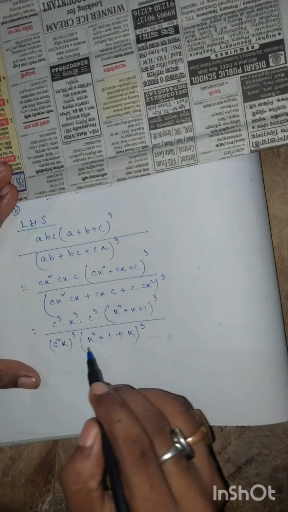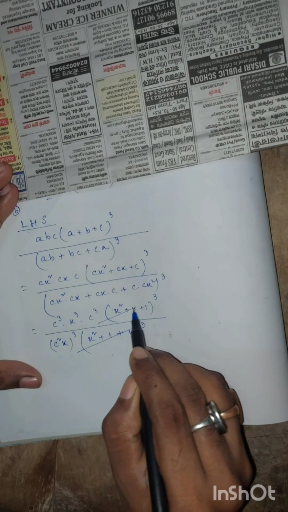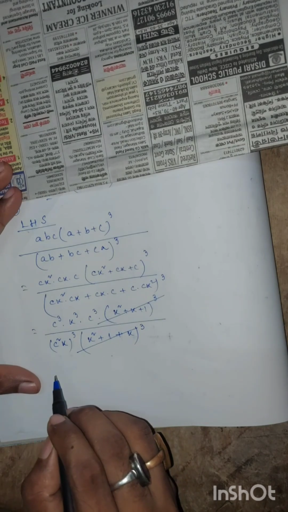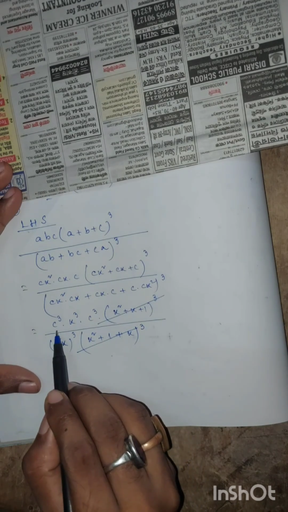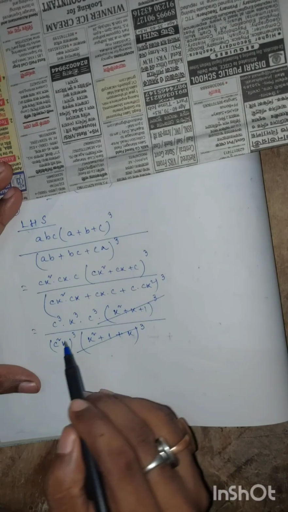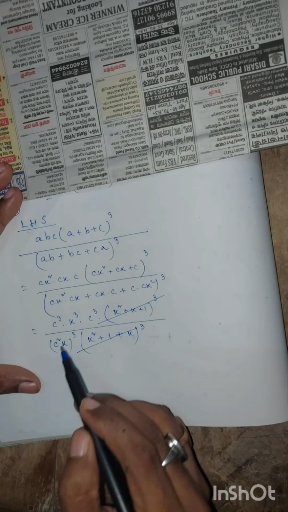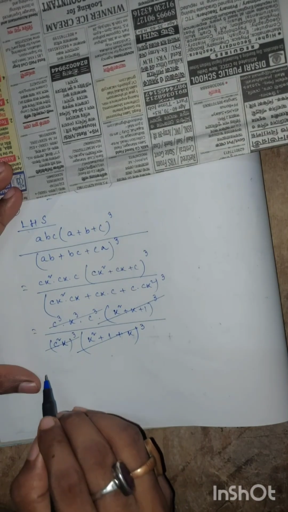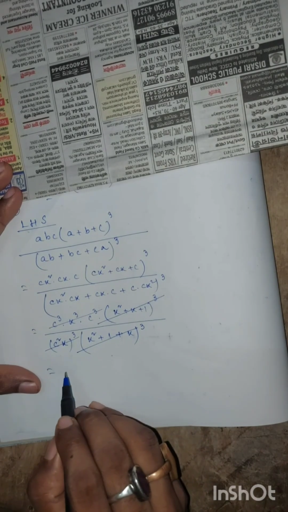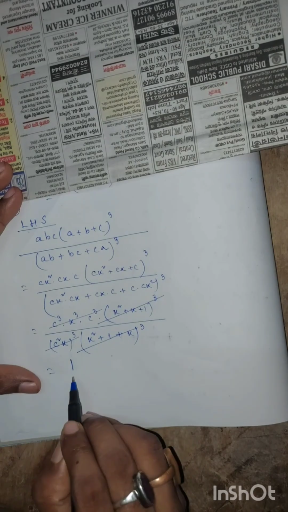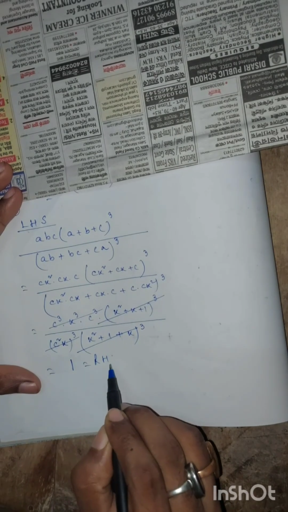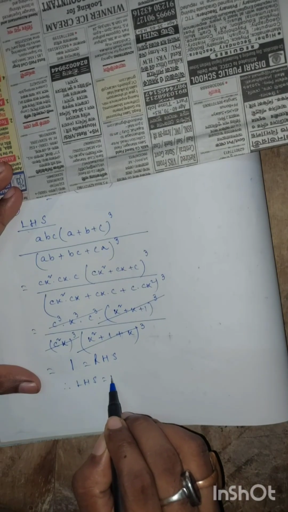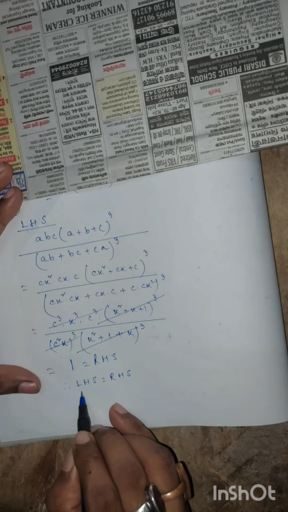So we can see that this part and this part can be cancelled, and this is c to the power 6 k cube. So this is also c to the power 6 k cube. So this can also be cancelled. So we are getting 1 as a result. So this is our RHS. Therefore, LHS equal to RHS. Proved.